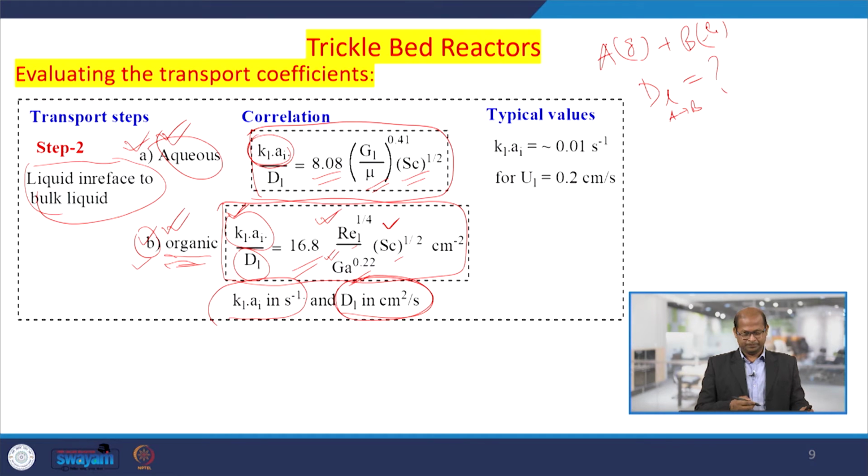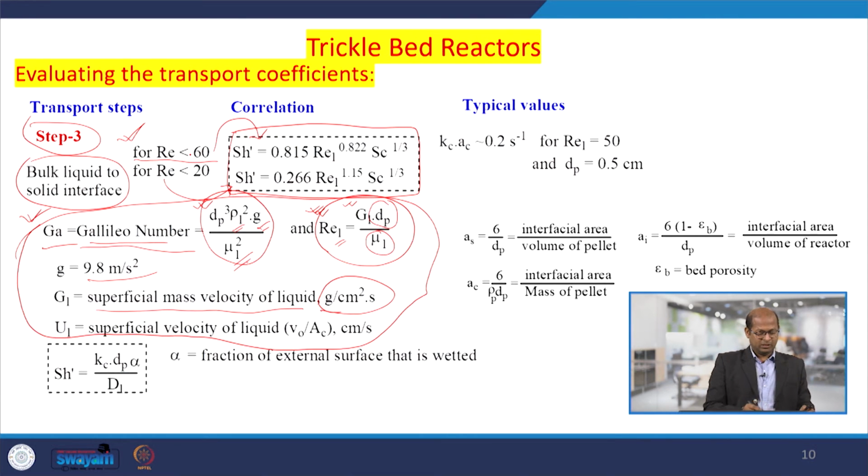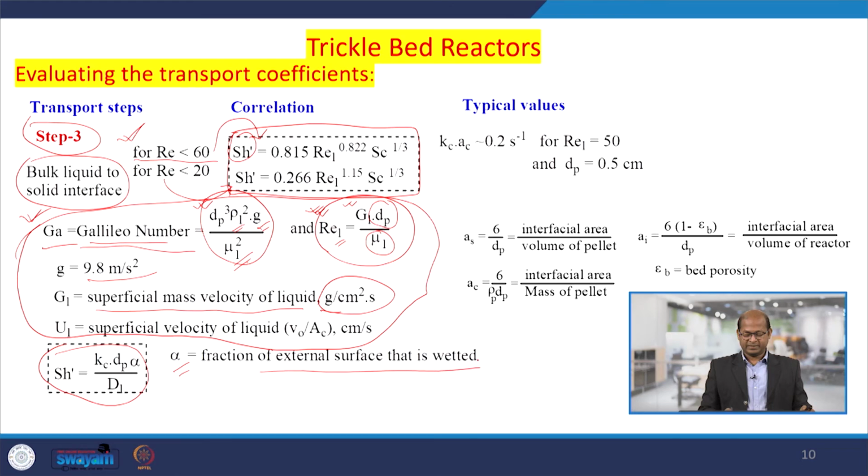So, we will get the KLAL, and here is the Sherwood number. For step 3, Sherwood number is equal to Kc dp alpha by dl. Alpha is the fraction of the external surface of the particles, or the catalyst bed, that is wetted. Maybe the total bed is, let us say, this is the catalyst bed. Here liquid is coming, so maybe up to this the liquid fills up, component B. These parts are not filled up, so these parts remain unwetted.